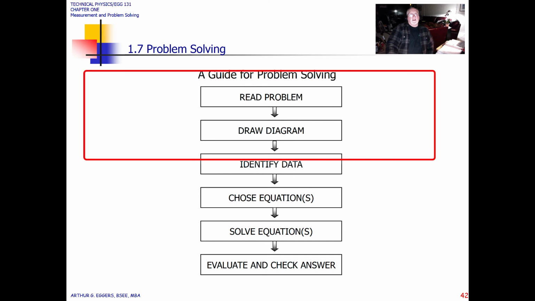So if you look at it diagrammatically, a guide to problem solving, then you can see step by step. Read the problem, draw a diagram, identify the data, choose equations, solve the equations, evaluate, and check your answer.